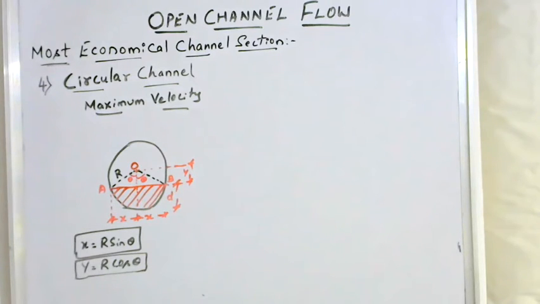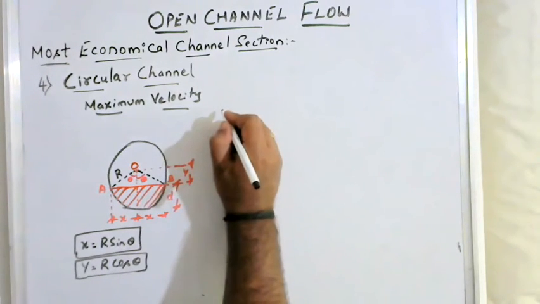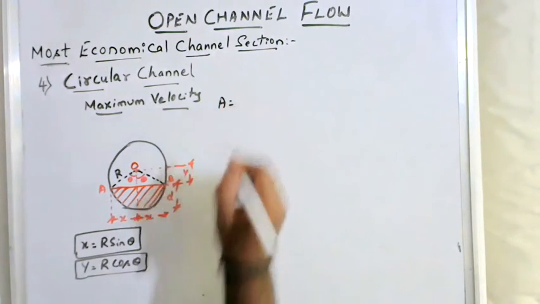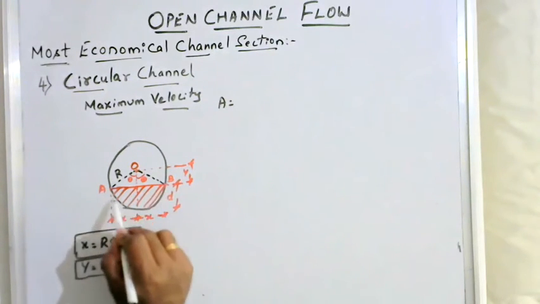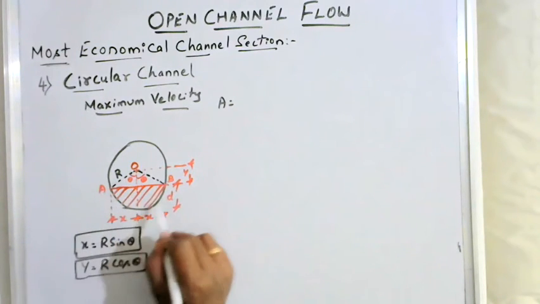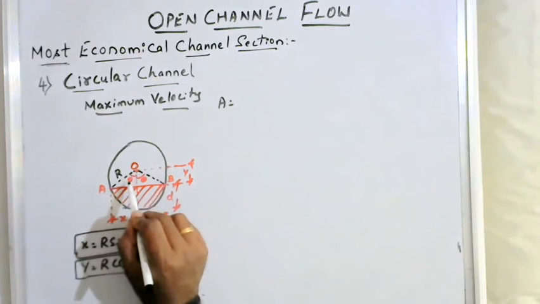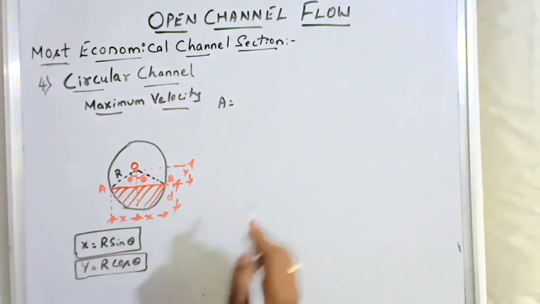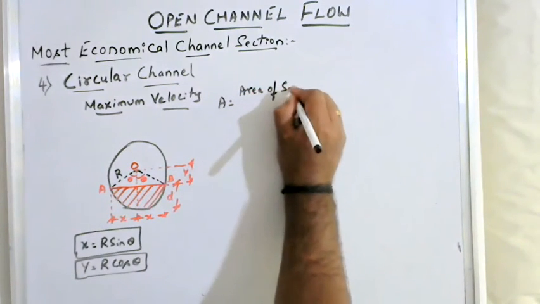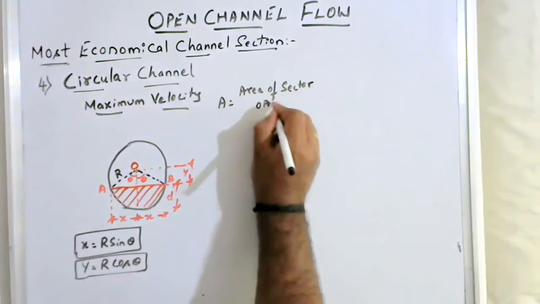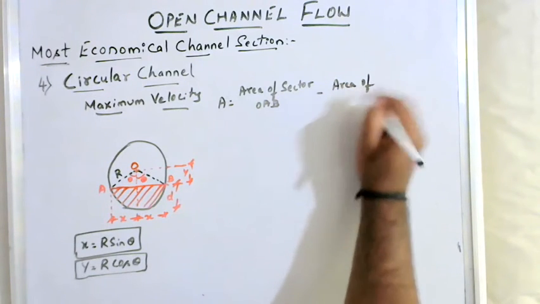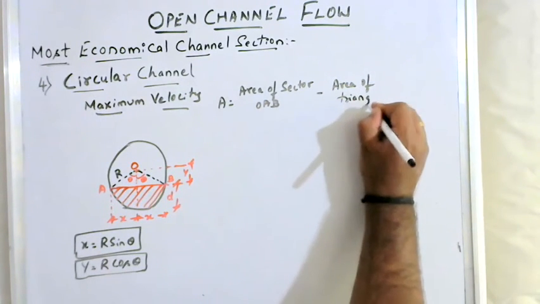Then I'll write the area of the channel. I need only this shaded portion. For that, I consider the total sector, that is sector OAB. If I subtract these two triangles from this total sector, I'll get the shaded portion area. Therefore, area is equal to area of sector OAB minus area of triangle.